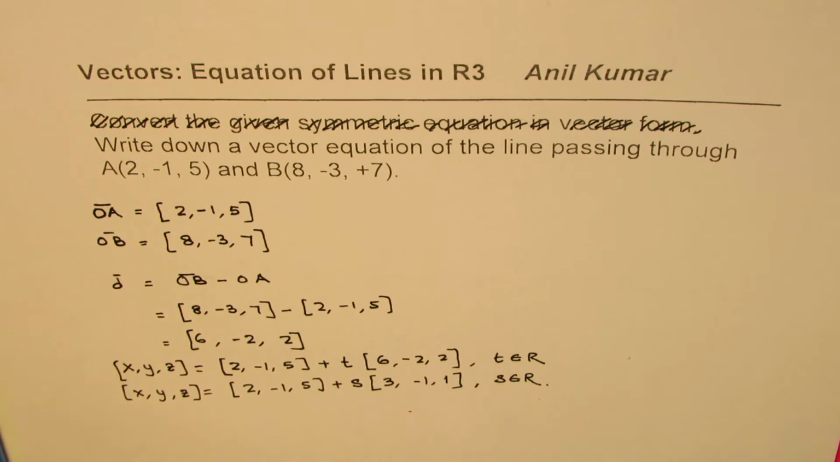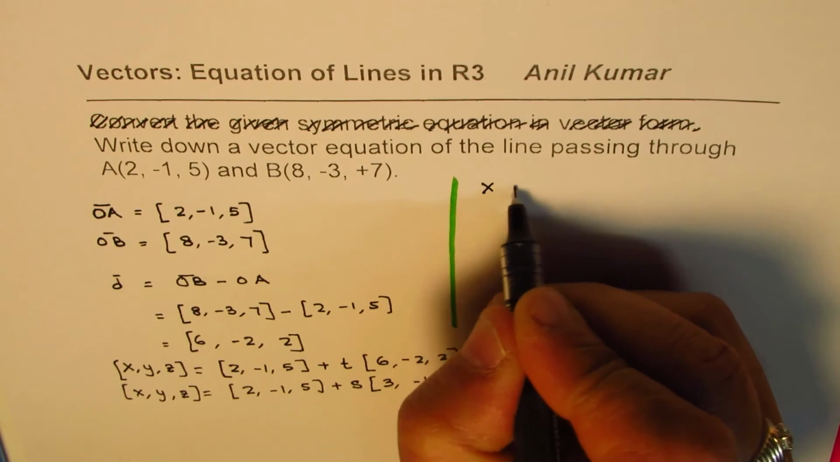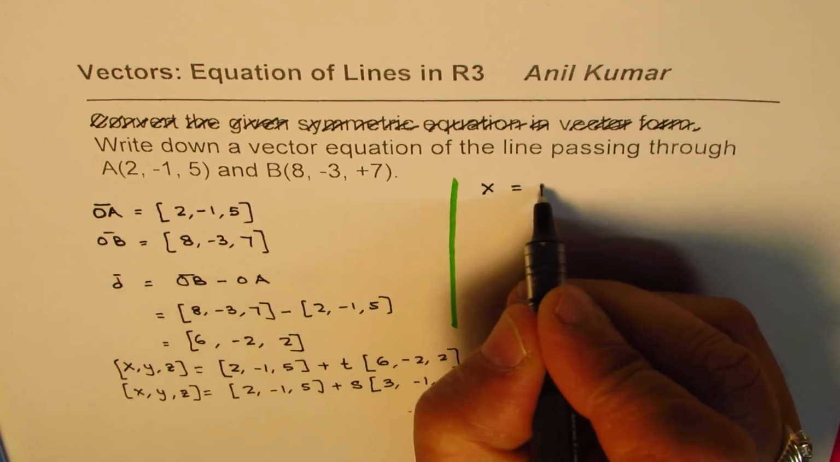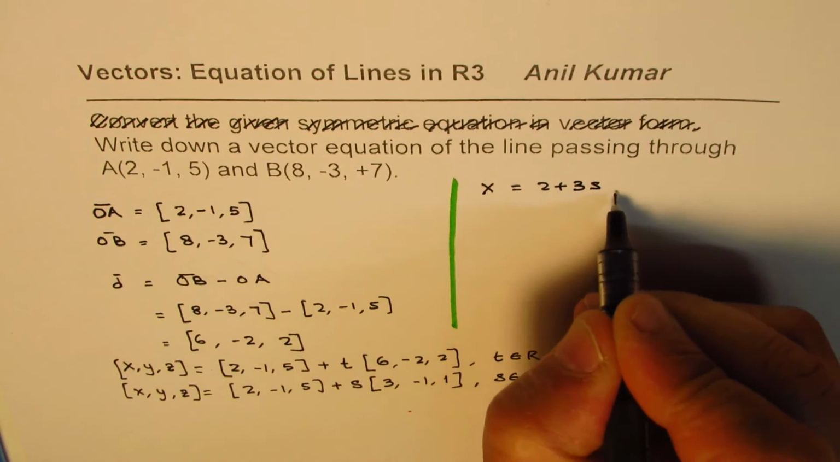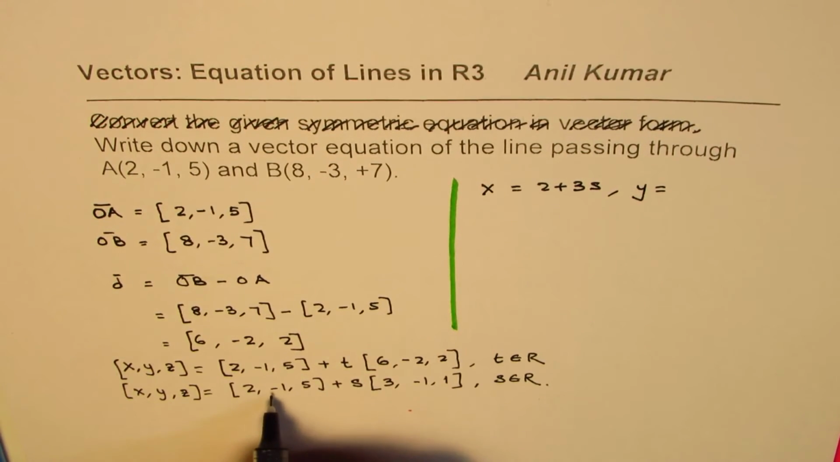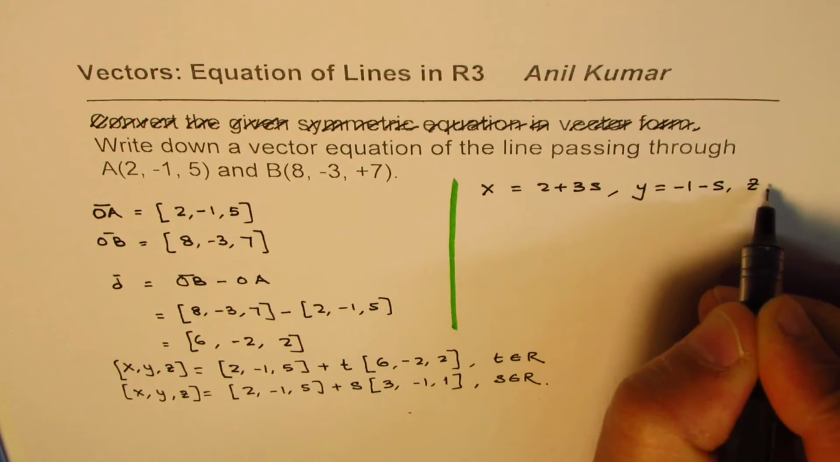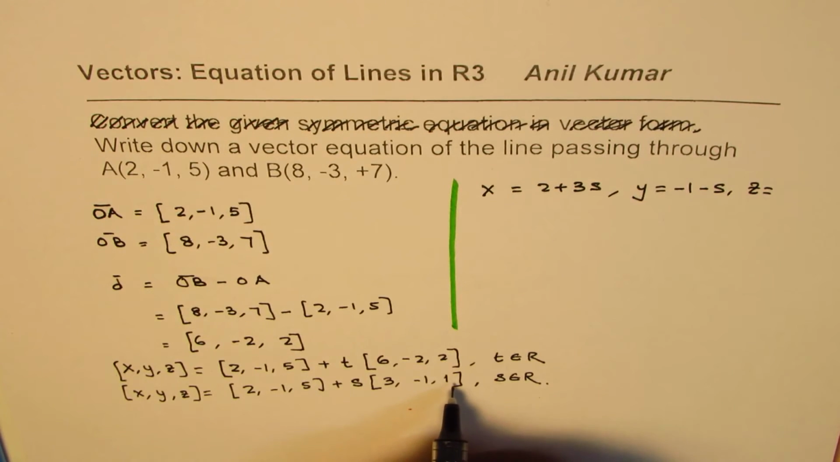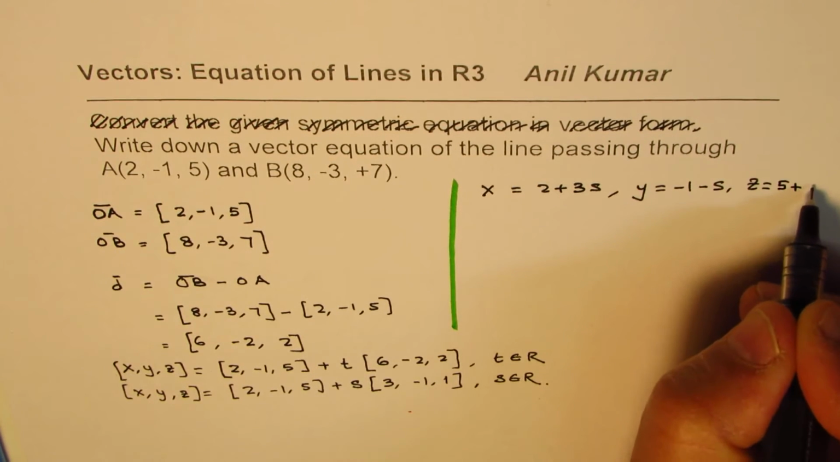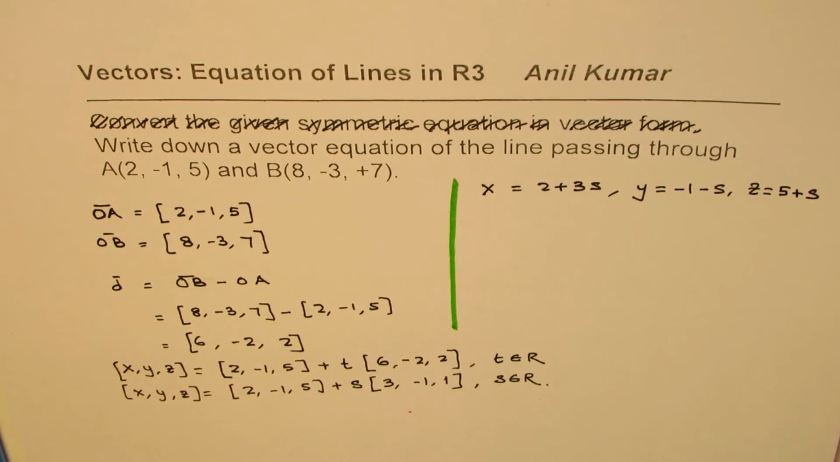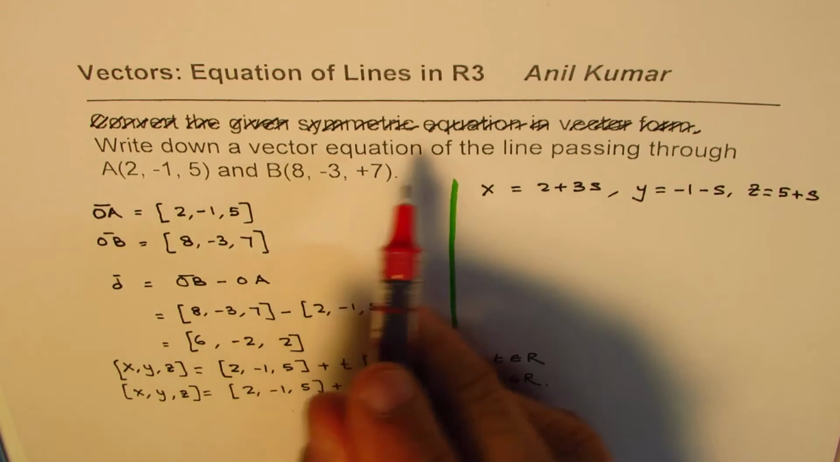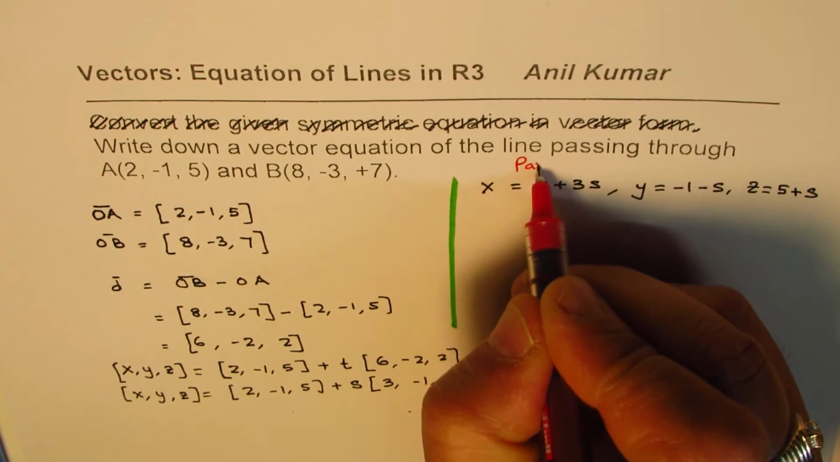Now this equation could be written in other forms also. So let me write it in other forms. One is the parametric form, where x equals 2 plus 3s, and y equals minus 1 minus s, and z equals 5 plus s. So that becomes the parametric form. What we got here is the vector equation, and this is the parametric form.